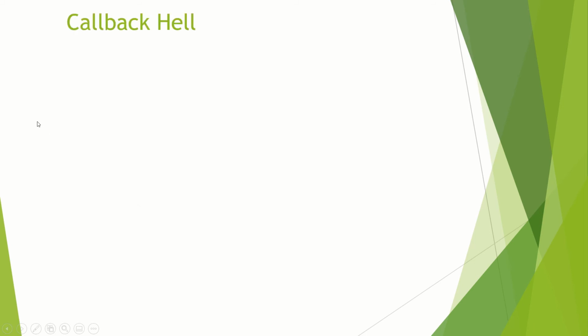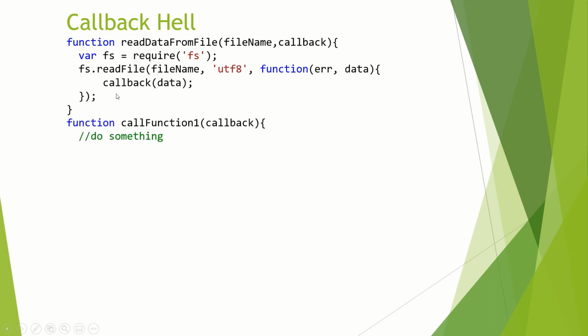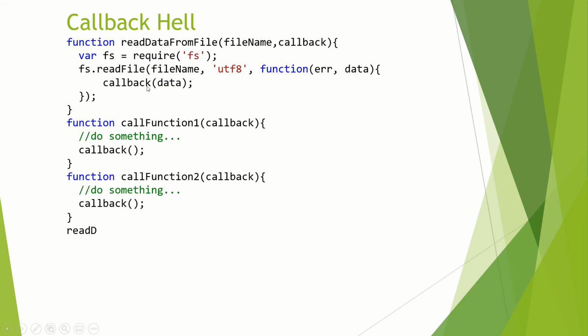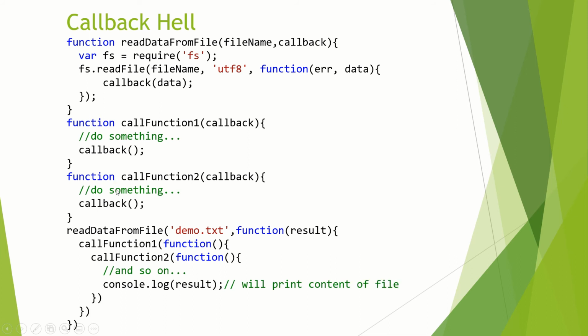Now let's understand callback hell. Callback hell is the situation where you write multiple callbacks inside one callback. Let's see it with an example. Here I have declared the same function that we declared in the previous one, which reads the data from the file and returns the content of that file. These two other functions I have created just for demo purposes; there might be multiple lines of code in these functions. All three functions take a callback as their argument.